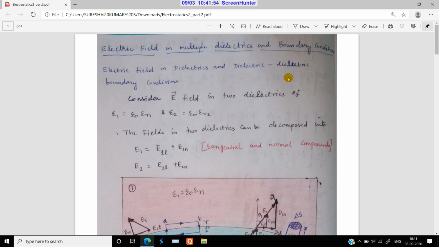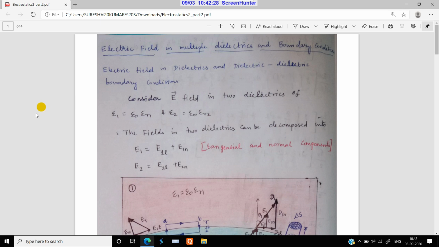So in such a case, we are going to see about three conditions. The three boundary conditions to be explained here are: one between two dielectrics, another between a dielectric and the conductor, and the last between the conductor and the free space. These three boundary conditions are very important when we are dealing with the electric field in multiple mediums.